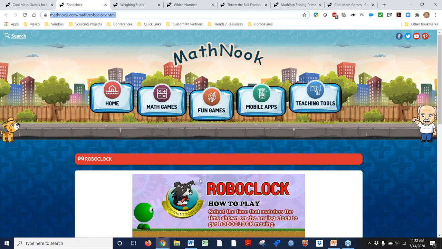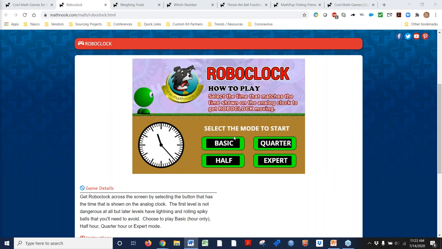RoboClock, this is teaching time. So we're getting into third grade now a little bit.